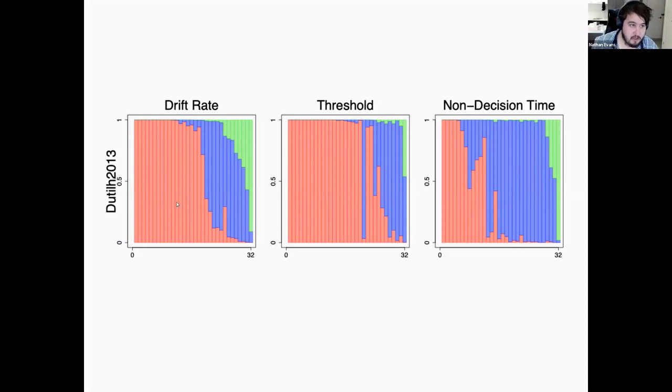So red represents a decrease in the parameter value. So if it's under drift rate, that means it's a decrease in drift rate. Green represents an increase, right? So for drift rate, any red segments represent evidence that the drift rate gets lower, so people get worse at the task under speed emphasis. Any green segments in this plot represent the opposite. The drift rate increases under speed emphasis, so people get better at the task when put under speed pressure. And blue segments represent no change. So people's task ability doesn't change when they're put under speed emphasis.